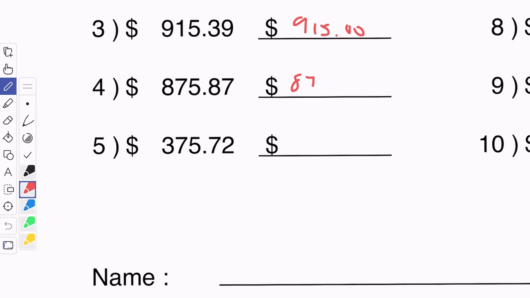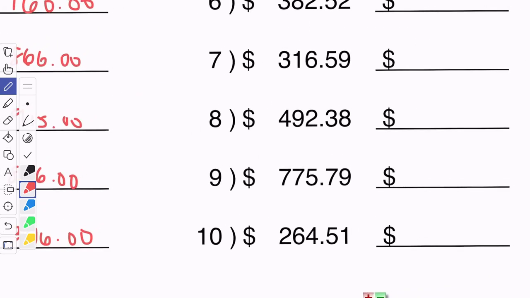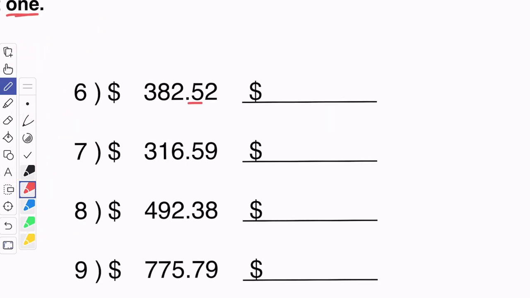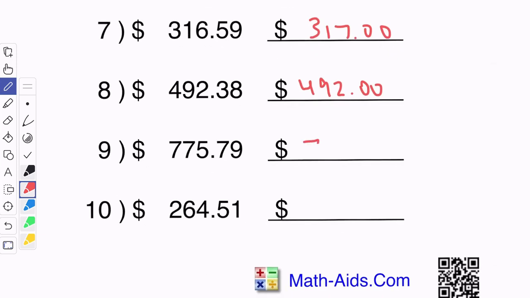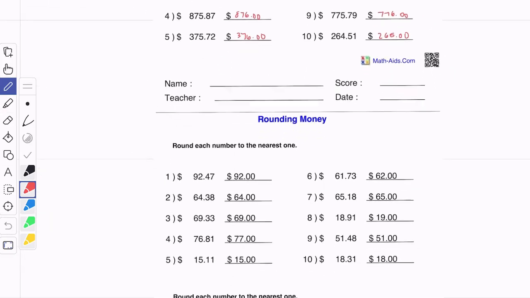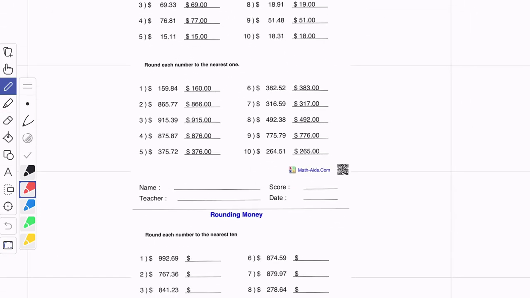3, so we're going to round down. 8, so we're going to round up. 7, so we're going to round up. 5, so we're going to round up. 5, so we're going to round up. 3, so we're going to round down. 7, so we're going to round up. Oops, that's supposed to be 6. 5, so we're going to round up. And that's what we should get.